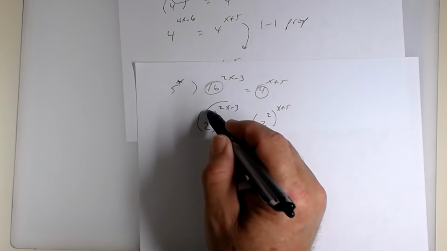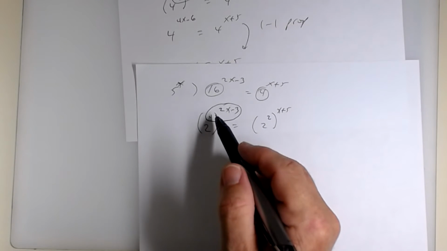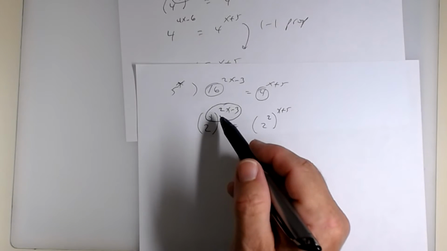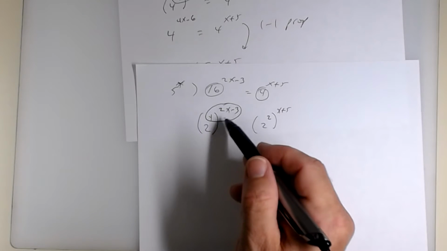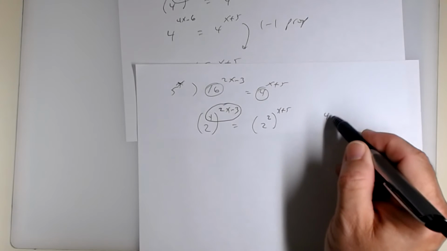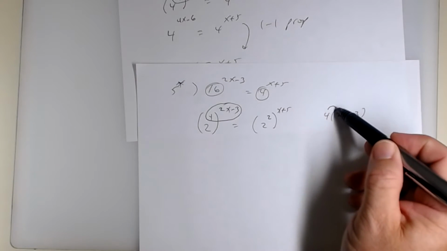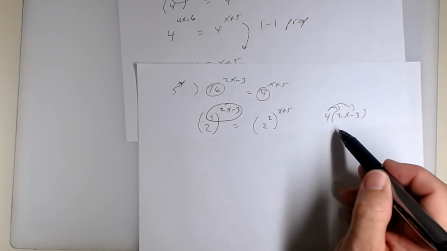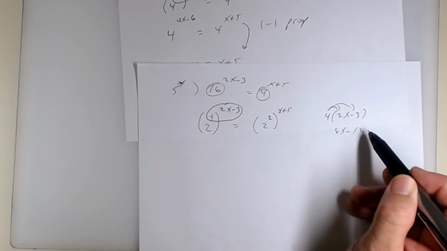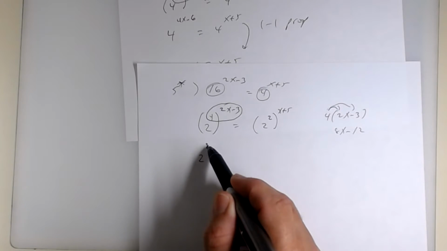So power raised to power, do what to those powers? Now be careful. If some of you are prone to mess up, you're going to say 8x minus 3. If you're prone to do that, then write it out. Say 4 times 2x minus 3. And now you have to use what property? Distributive property. So that's 8x minus 12, right? So that's 2 to the 8x minus 12, correct?